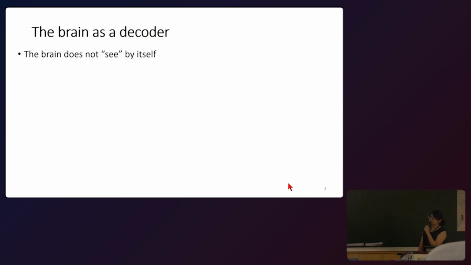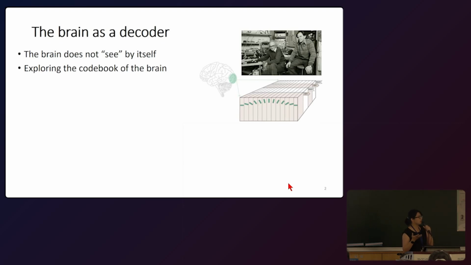We know that the brain is actually a decoder. For example, when you see light, the brain doesn't really see. The brain itself does not receive the photons from the environment. The brain is a bunch of neurons under our skull, and its job is to decode electric signals from the nerves and transfer them somehow into our perception. So to know the code book of the brain seems quite important for understanding where our perception comes from.